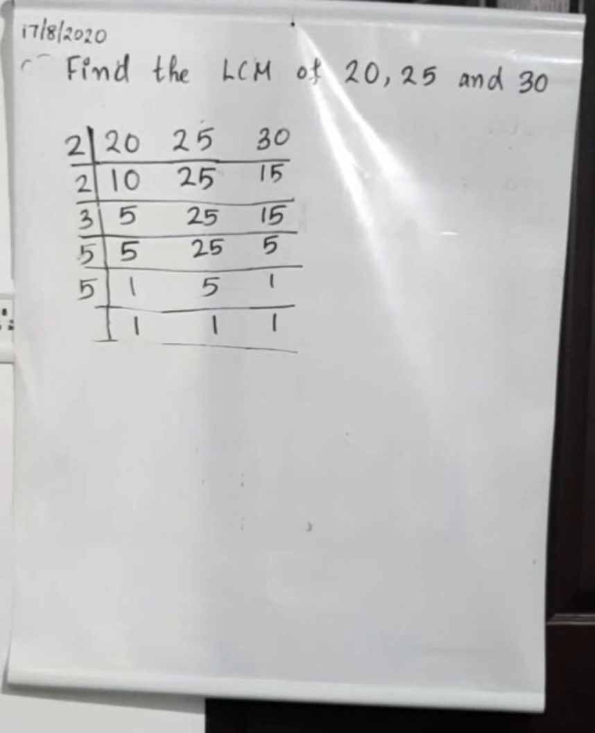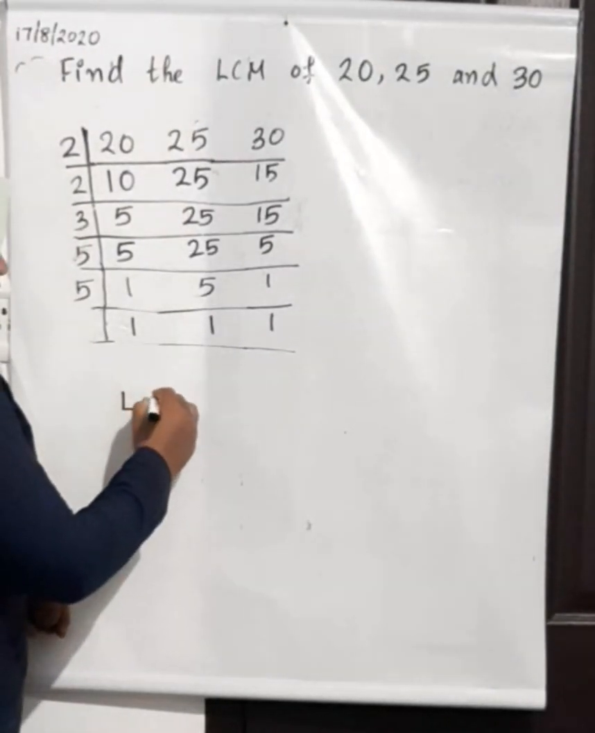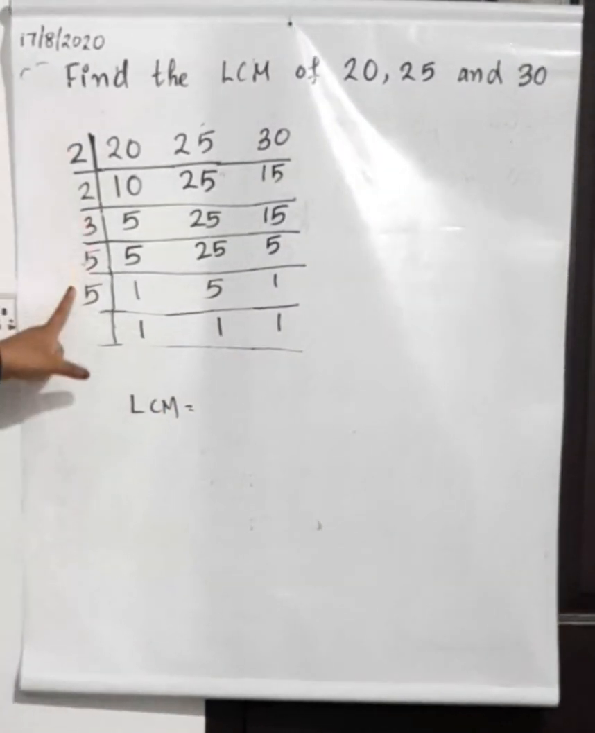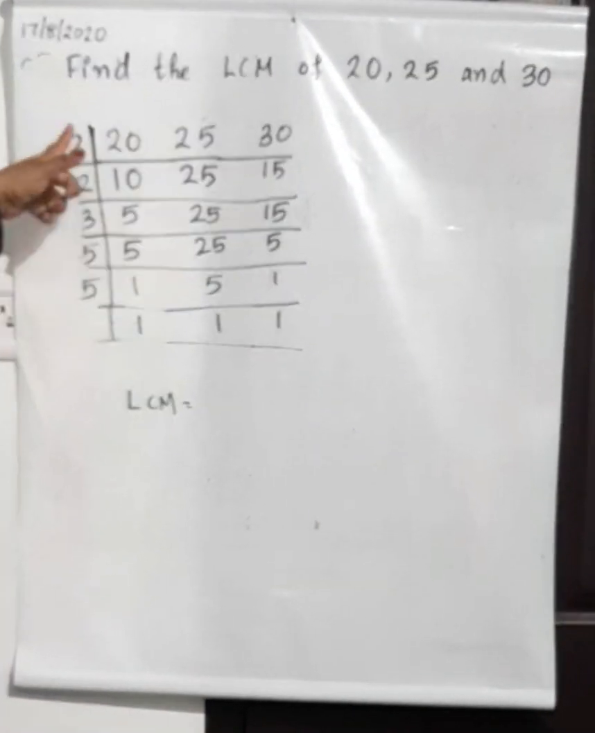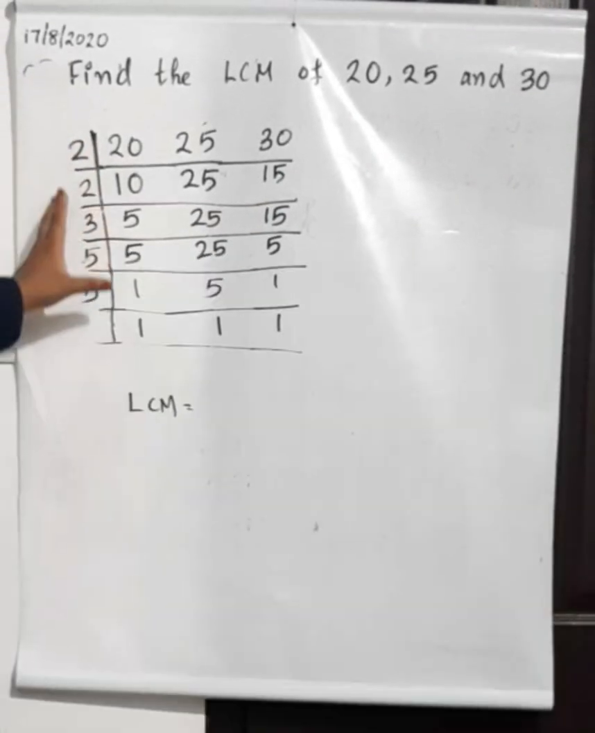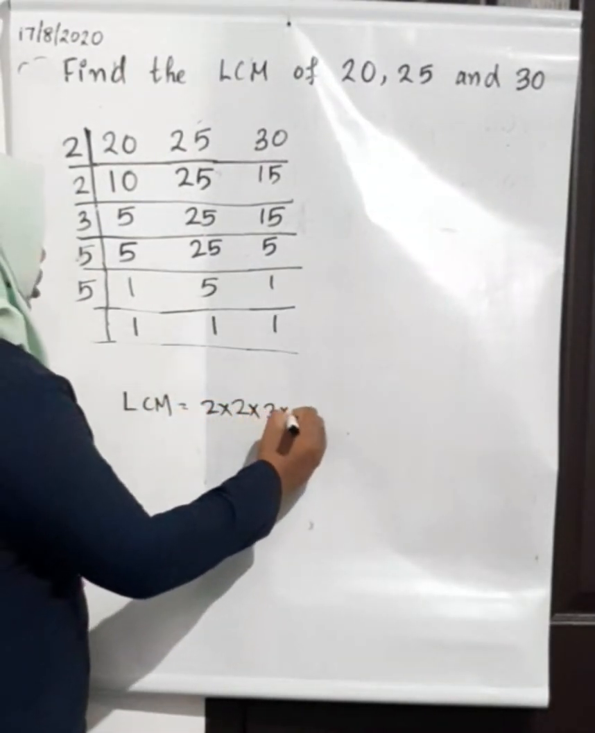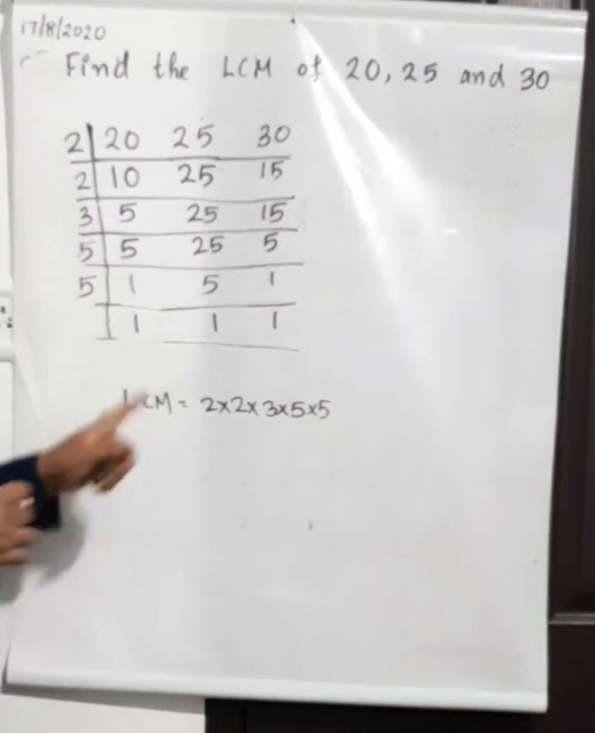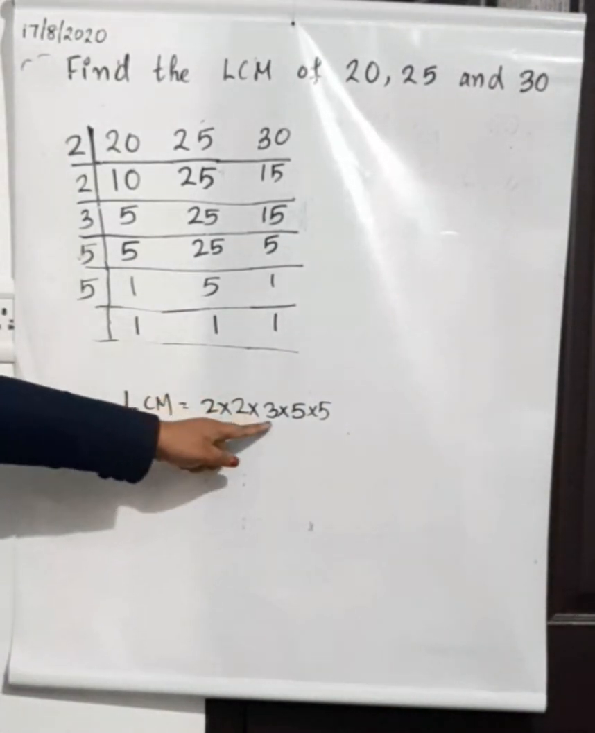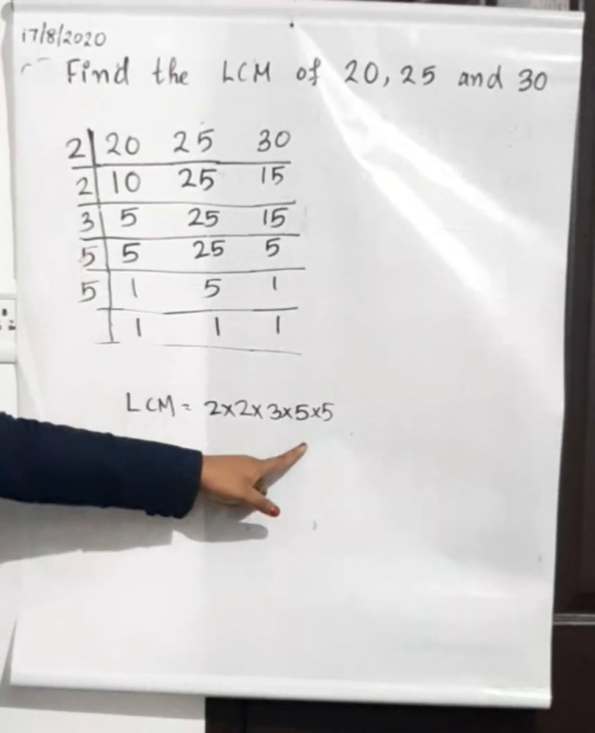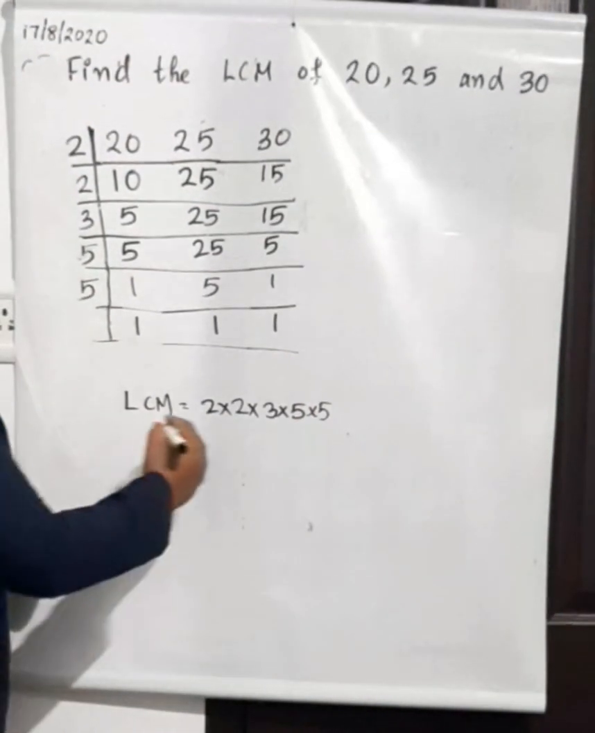So here we have found all the steps. Then how will you find the LCM from this? Yes, we should multiply all the numbers that we got here. So LCM will be equal to 2 into 2 into 3 into 5 into 5. So 2 into 2, 4. 4 into 3, 12. 12 into 5, 60. 60 into 5, 300.